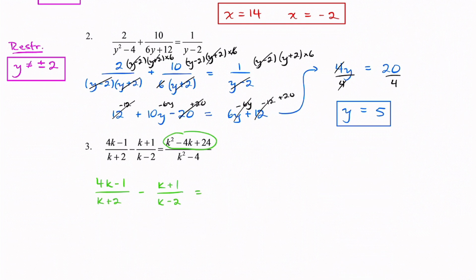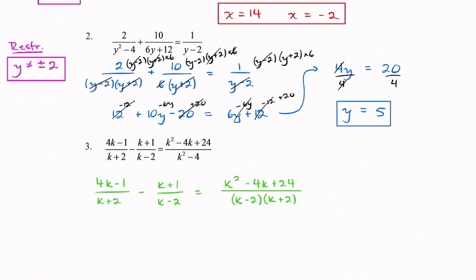So this one, we got a product of 24 and a sum of negative 4. You could try to factor that, but that isn't factorable. So you can just leave it as k squared minus 4k plus 24. And then divided by, and this is the only thing that we can actually factor. K squared minus 4, that's a difference of squares. It's k minus 2 and a k plus 2.